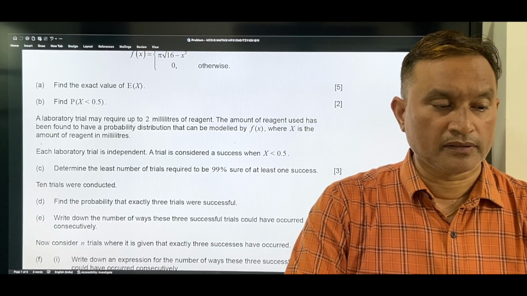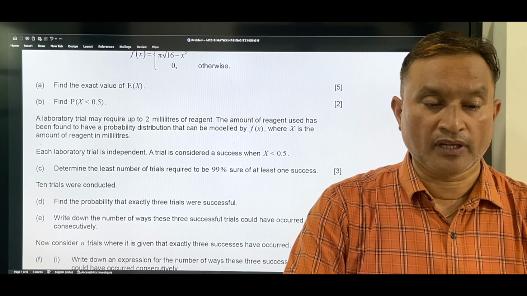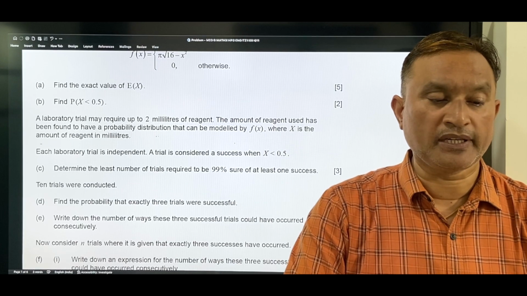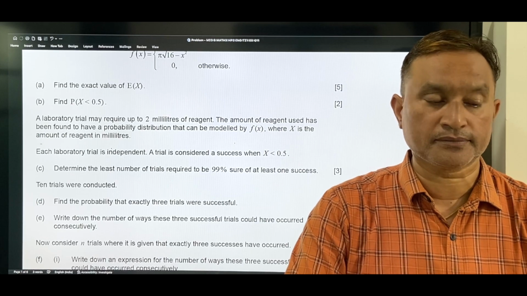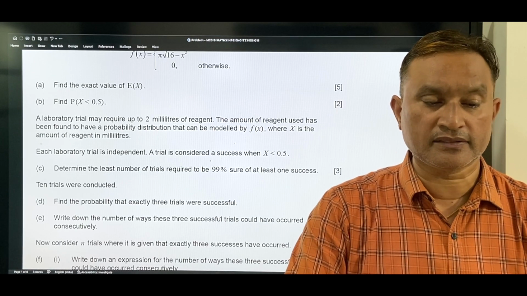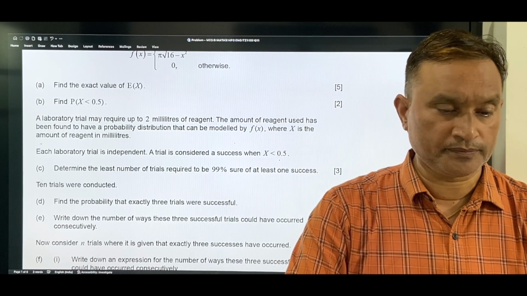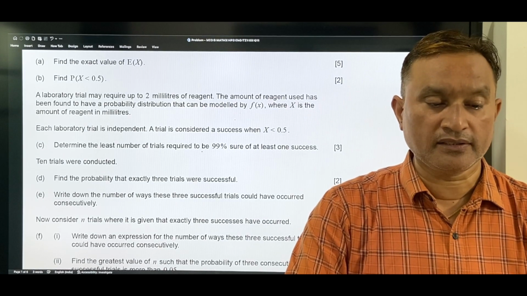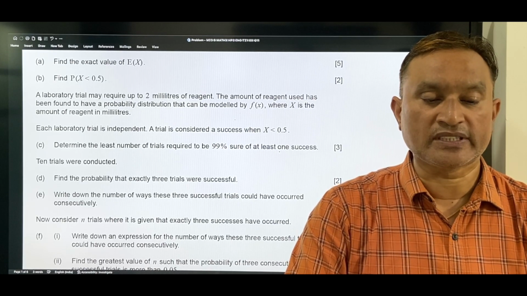In C part, a laboratory trial may require up to 2 milliliters of reagent. The amount of the reagent used has been found to have a probability distribution modeled by f(x), where X is the amount of reagent in milliliters. Each laboratory trial is independent. A trial is considered a success when X is less than 0.5. Determine the least number of trials required to be 99% sure of at least one success.